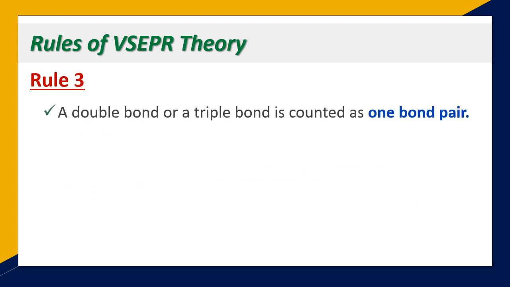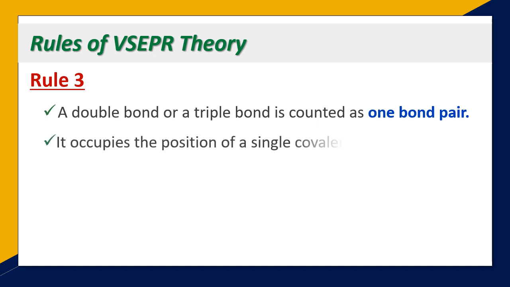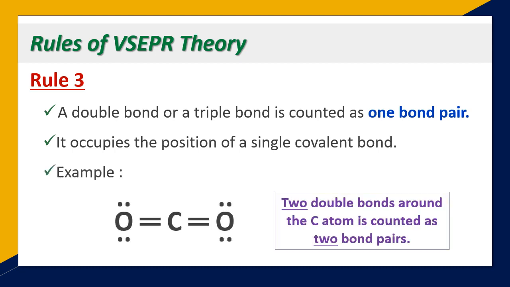Rule number 3. When we have a double bond or a triple bond, it is counted as only one bond pair. It occupies the position of a single covalent bond, for example, in the carbon dioxide molecule. In carbon dioxide, we have two double bonds around the carbon atom, so it is only counted as two bond pairs.